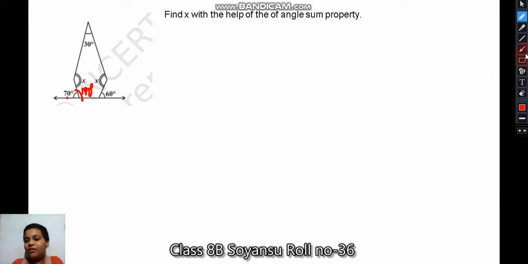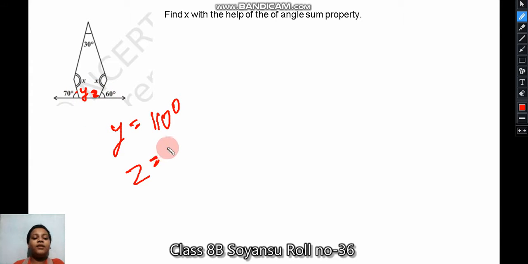Let's write the angles as y and z. Y would be 180 degrees minus 70 degrees, that is 110 degrees. Z is equal to 180 minus 60 degrees, that is 120 degrees. So Y is 110 degrees and Z is 120 degrees. This is 110, this is 110, and this is 120 degrees.